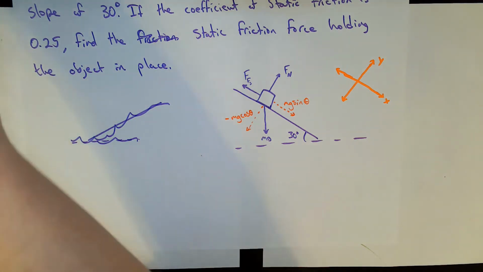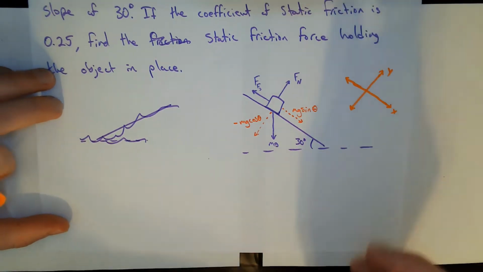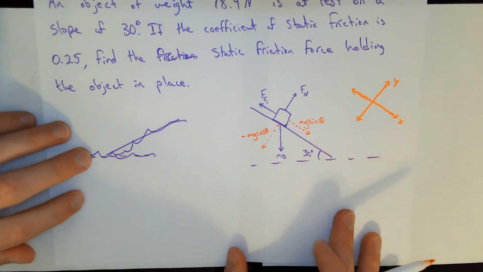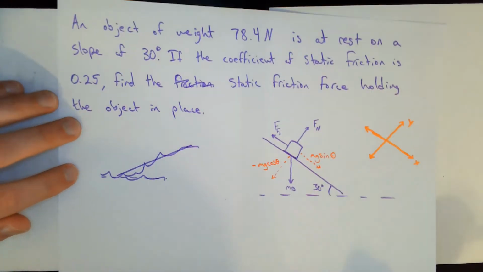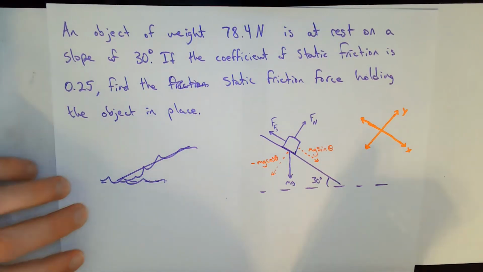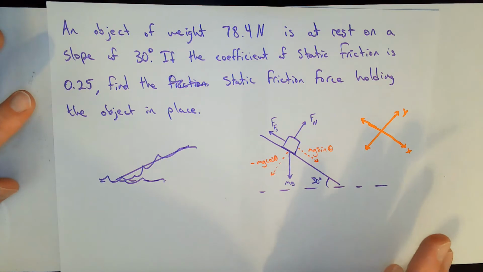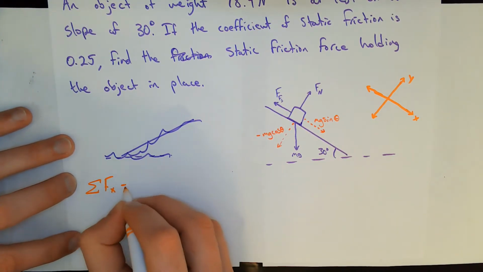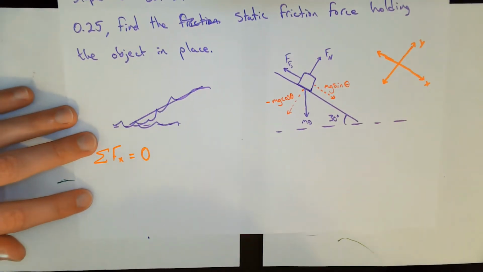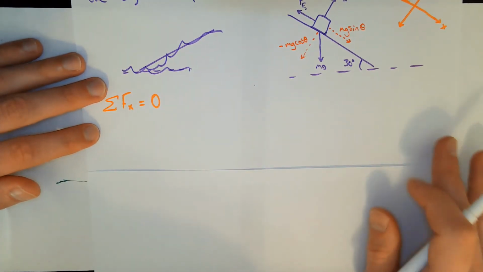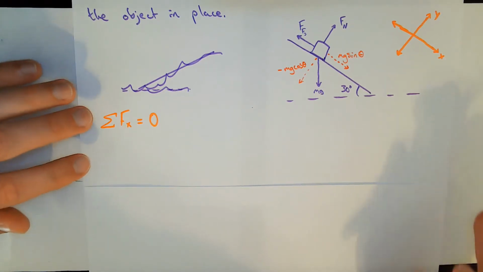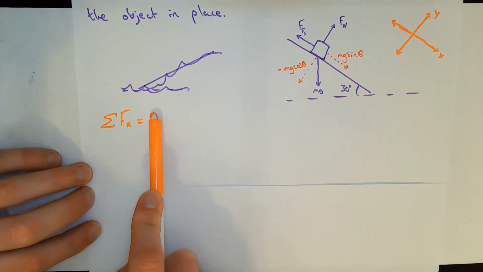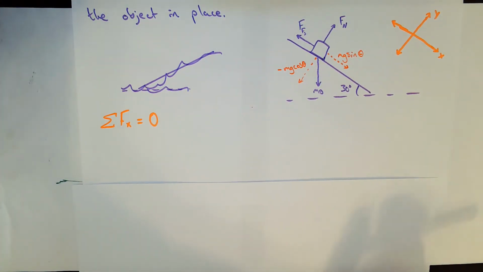Now I'm ready to start talking about some of the forces in the x and y directions. Now, I should also note that the object is at rest. Okay, that's good. That means it's not moving in any direction. So the sum of my forces in the x direction is equal to 0. It's really more appropriate to say it's not accelerating. That's why the force is 0. But obviously, if it's not moving, it's definitely not accelerating.